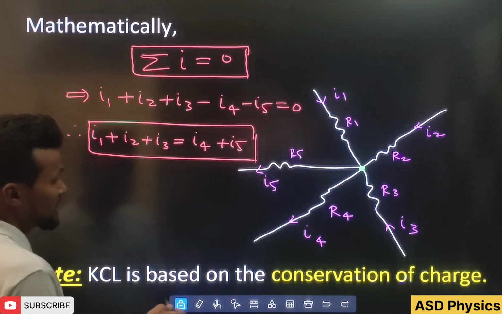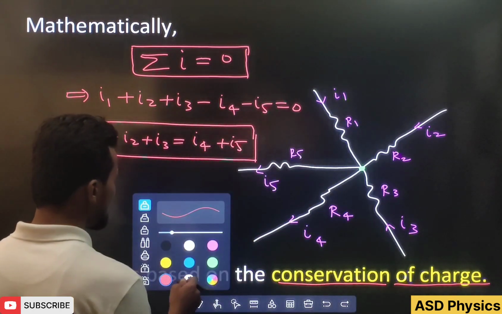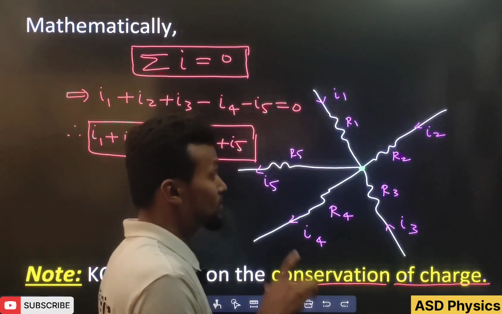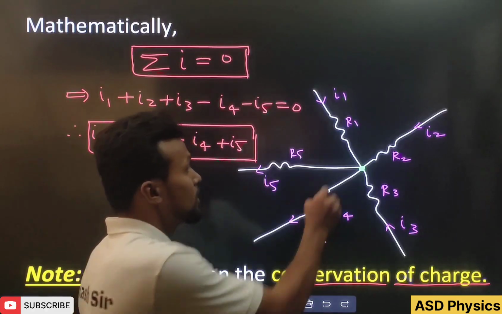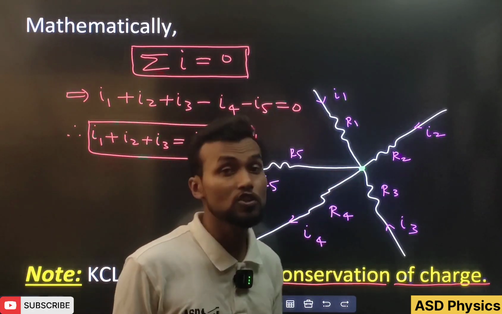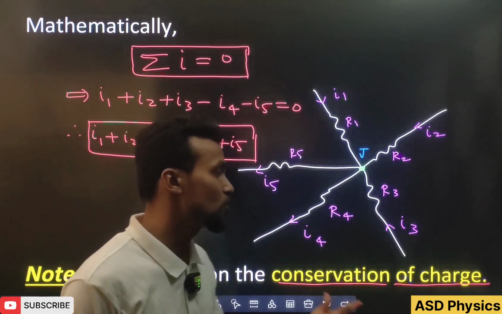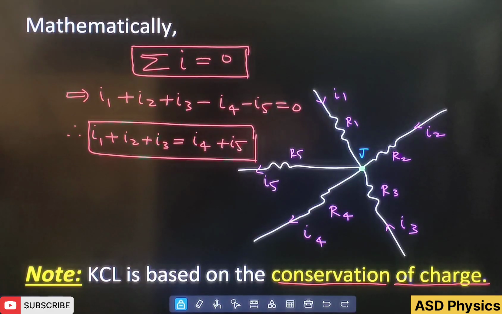And remember that KCL is based on the conservation of charge. How can we tell this? Because you know very well, current means the rate of flow of charge. That means the rate of flow of charge entering the junction is equal to the rate of flow of charge leaving the junction. There is no accumulation of charge at the junction. That means we can tell that KCL is based upon conservation of charge. Kindly see very well how we have done this.